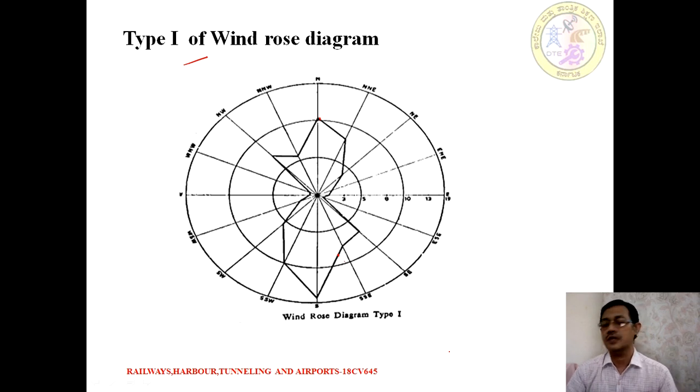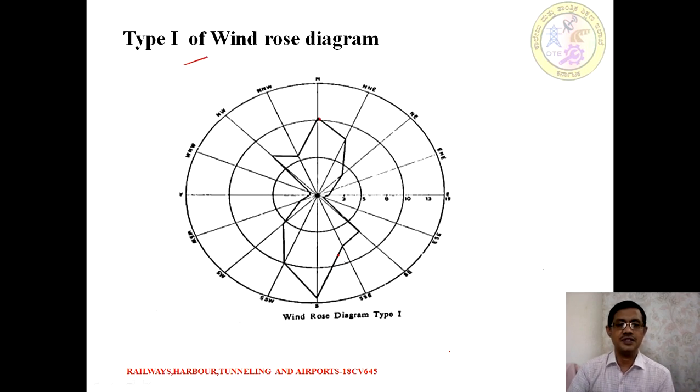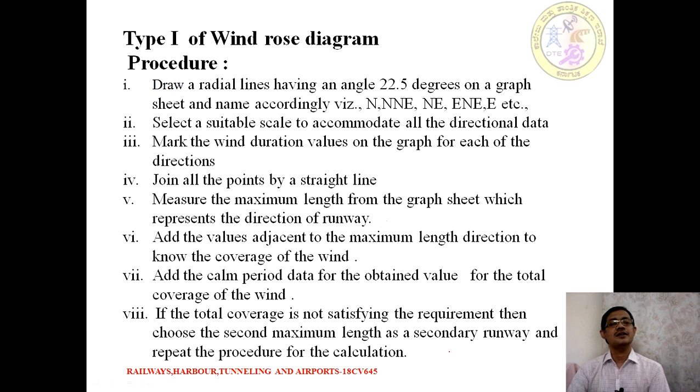Then how are we going to work it out if we are given the wind data for analysis? The procedure is to plot a graph. Take a graph sheet, and on it draw some radial lines at angles of 22.5 degrees.